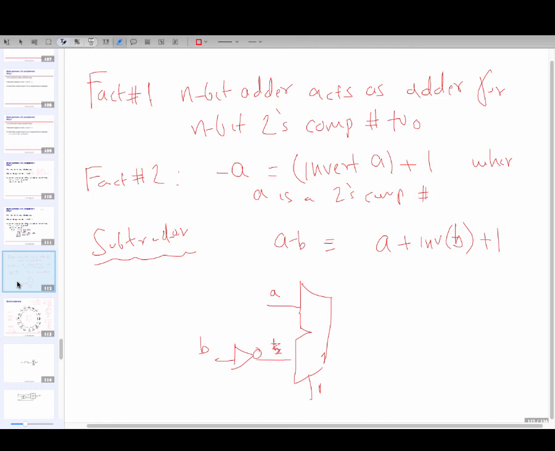So I feed A to the one input of the adder, and to the other input I feed B with an inversion, and put in a 1 as the carry in. And that will implement A plus 1's complement of B plus 1, which is the same as A minus B, 2's complement. So now I have a 2's complement subtractor. The 2's complement adder I already had.